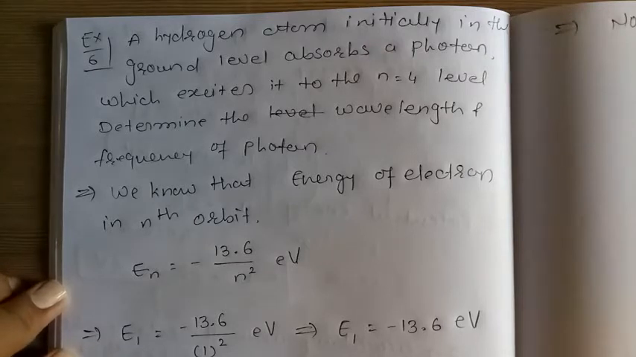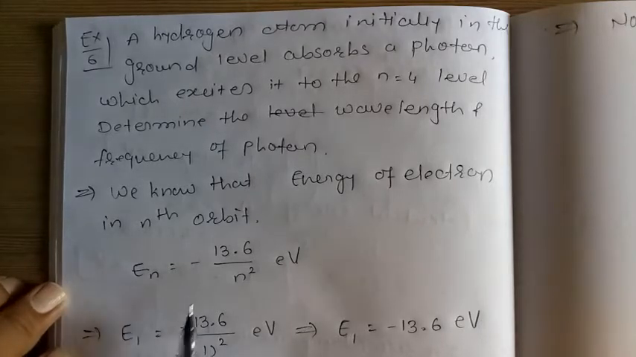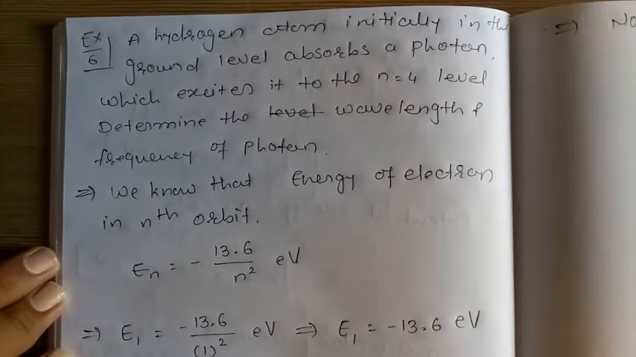So first of all we have to find the energy in the different levels. For n equals 1, we know that the energy of the electron in the nth orbit, En, equals minus 13.6 upon n square eV.